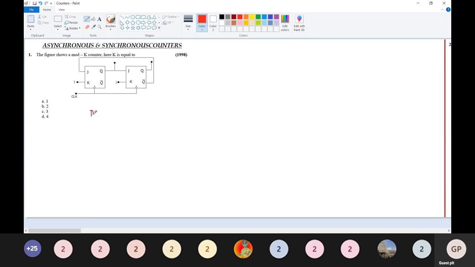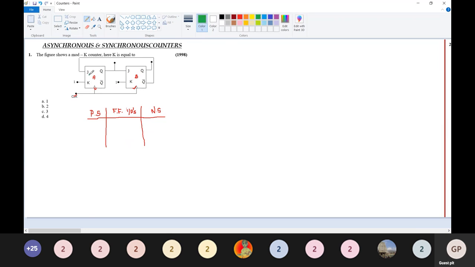First, we start with the present state. Flip-flop inputs. Okay. Next state. So here you can see the clock is connected to both the flip-flops at the same time. So it is a synchronous counter. And here two flip-flops, so we have two outputs. So we'll take this flip-flop as A and this as B.